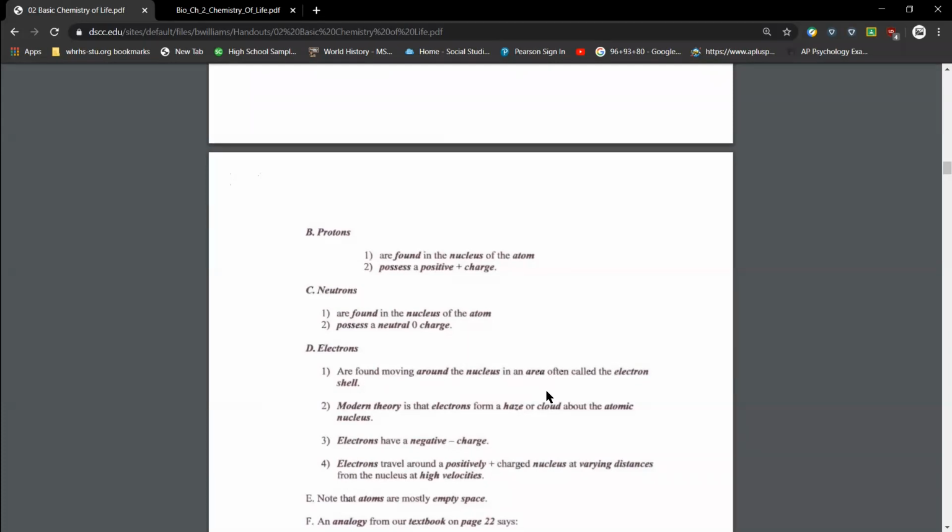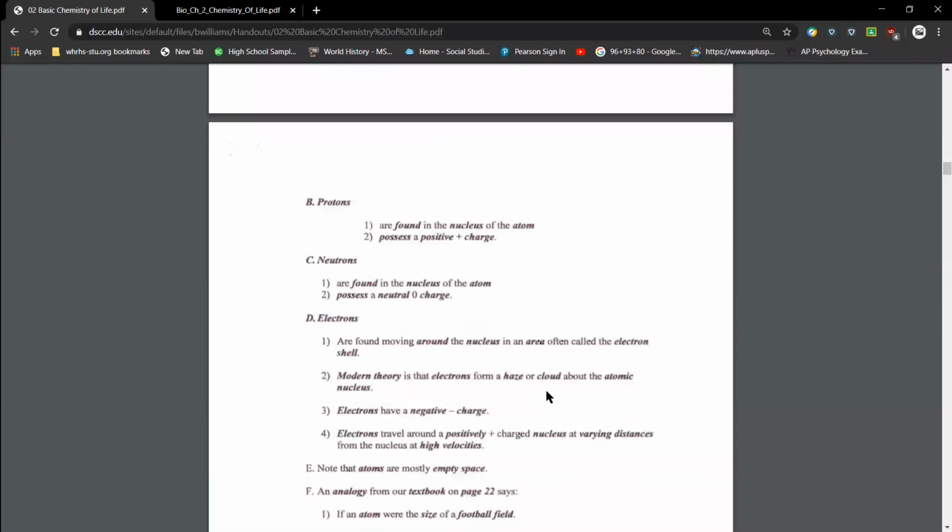Electrons are found moving around the nucleus in an area often called the electron shell. Recently, however, we've discovered that electrons actually move in a haze or a cloud around the atomic nucleus. Interestingly, we never actually know where these electrons are going to be. We just make this cloud and assume that they're going to be somewhere in it. We can never figure out the exact position of them. Also, electrons have a negative 1 charge. Okay.